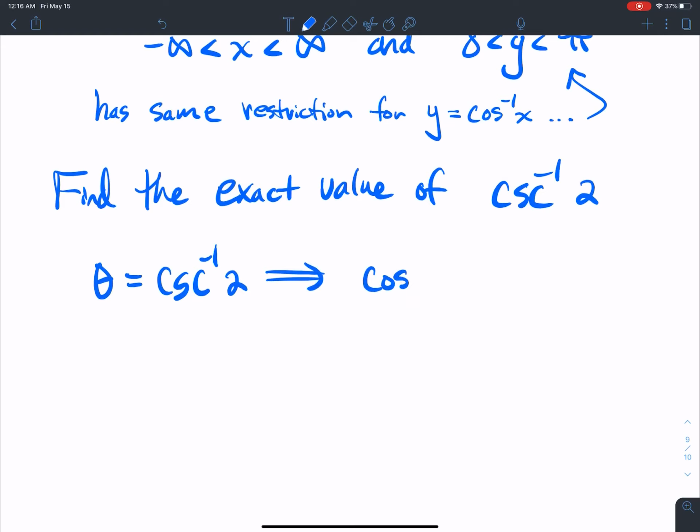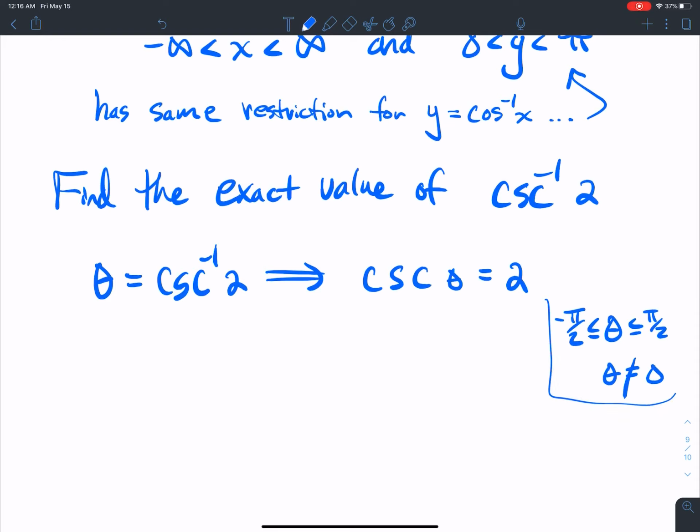This is the cosecant of theta equals 2. Okay. Now this is true as long as theta is between pi over 2 and negative pi over 2, and theta is not equal to 0. Okay, that's what our restrictions are.